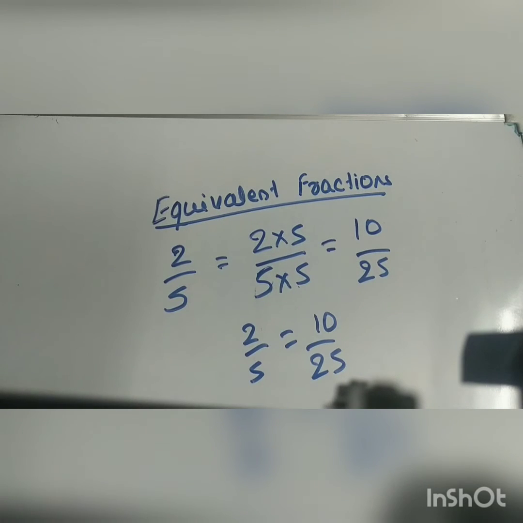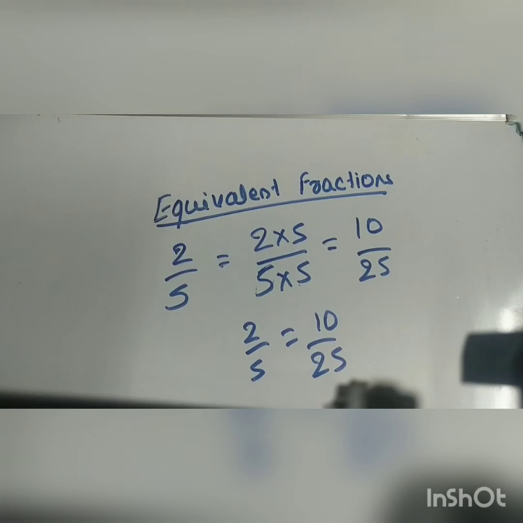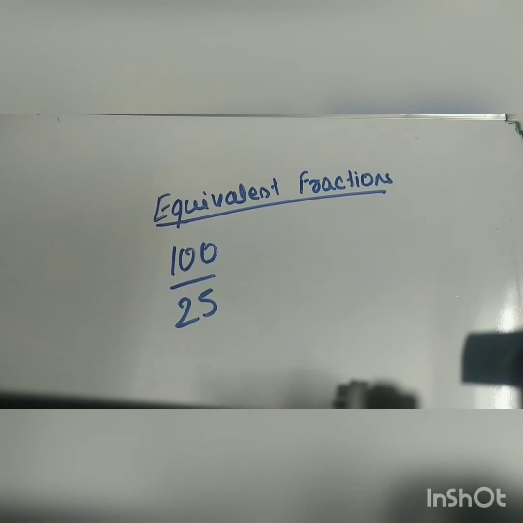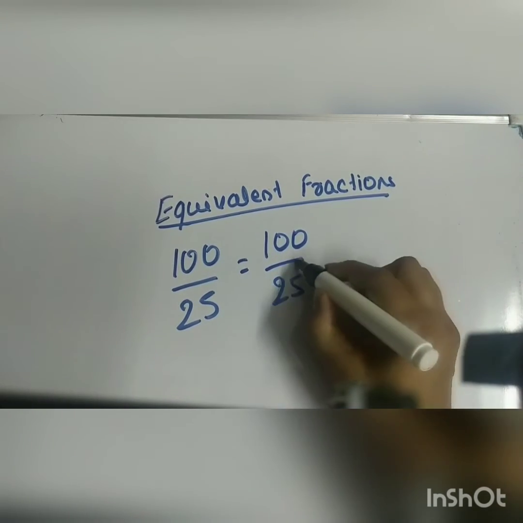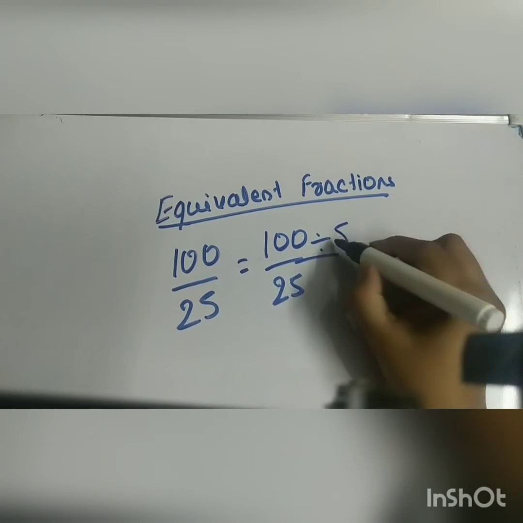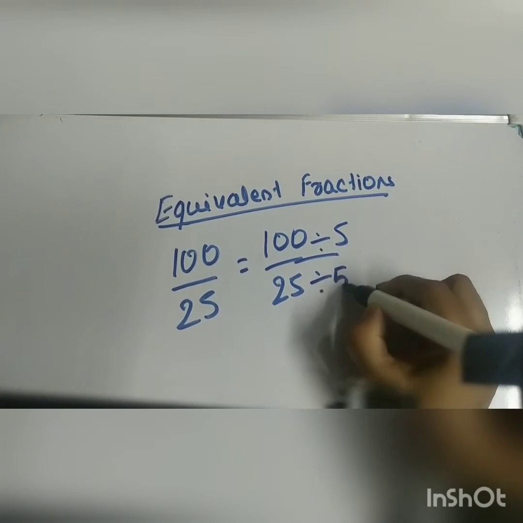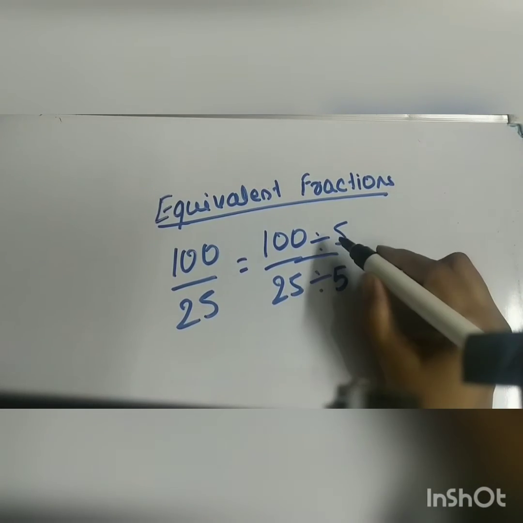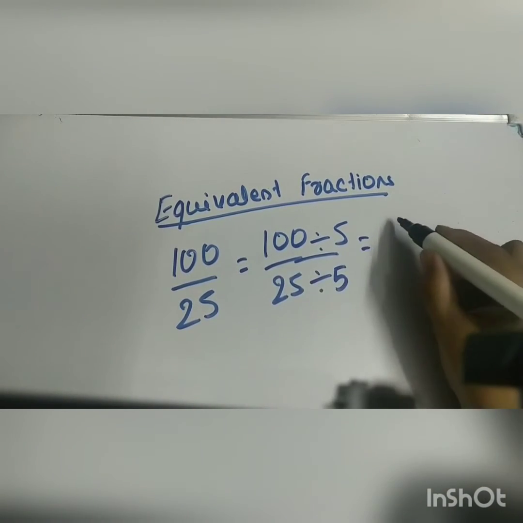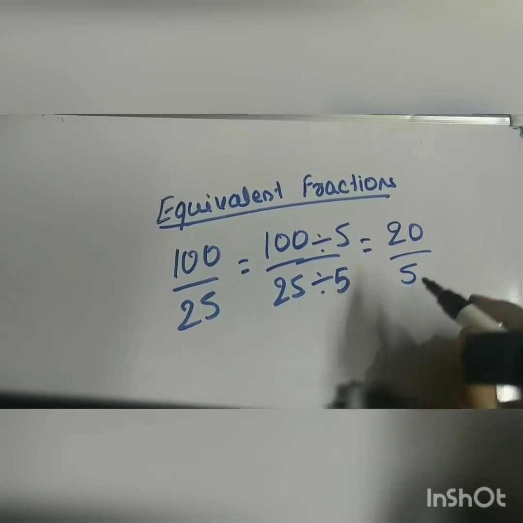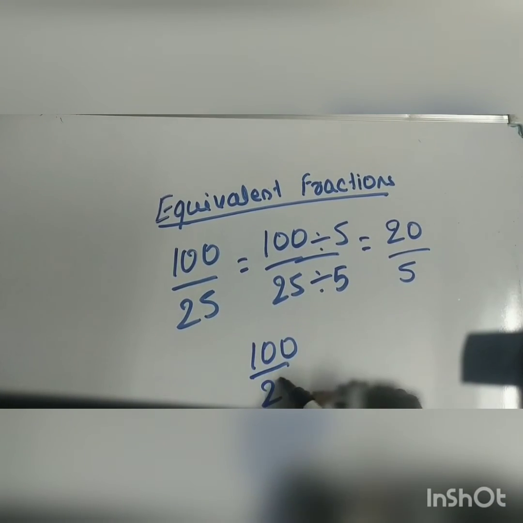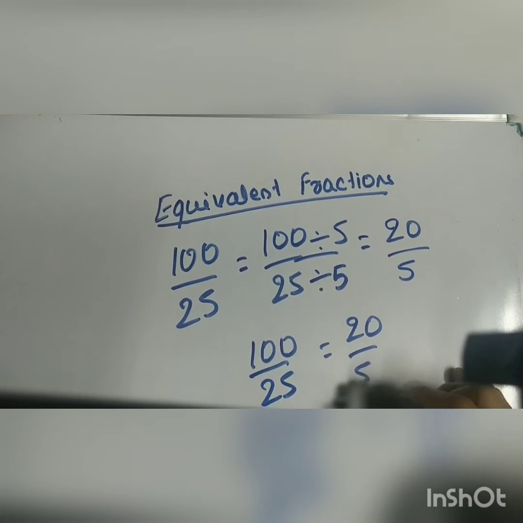Always get equivalent fractions by multiplying the numerator and denominator by the same number. You can get as many equivalent fractions as you want. Equivalent fractions can also be derived by dividing. We can divide the numerator and denominator by the same number. If I divide the denominator by 5, the same has to be done for the numerator also, so the value does not change. Here 100 by 5 gives me 20, and 25 by 5 gives me 5. So we can say that 100 by 25 is an equivalent fraction to 20 by 5.